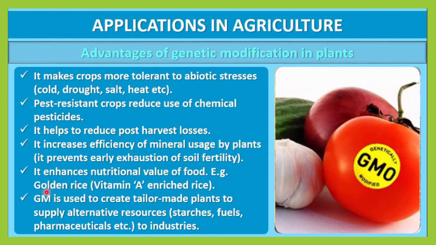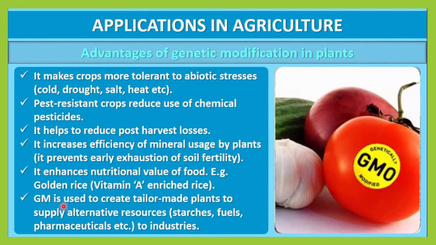This is not normal rice. This is a GMO rice. Okay, genetically modified rice. We have modified normal rice, and we have now given the name golden rice. What is a golden rice? Golden rice is the rice which is rich in vitamin A. So this is very important.